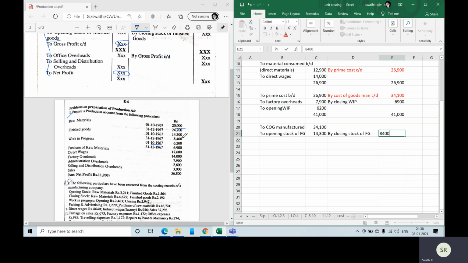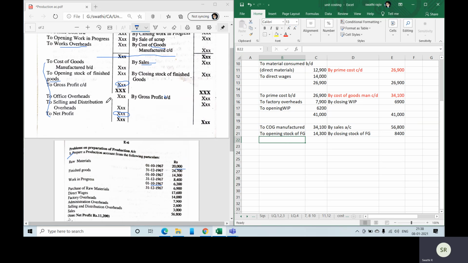8,400. And then we have in trading account another income, which is sales, or the only income basically is sales. So sales is 56,800. I'm getting the amount from here, 56,800, and then we check again. We are going to balance our cost of trading account. This is your trading account. This entire thing is production account only, but I'm just trying to relate it with your manufacturing or whatever you have already studied.